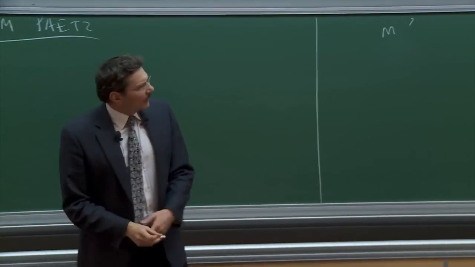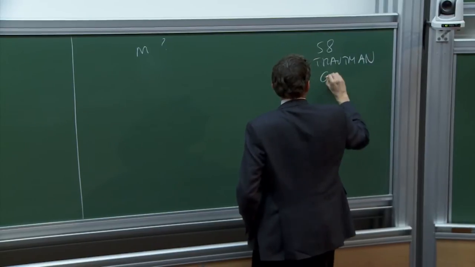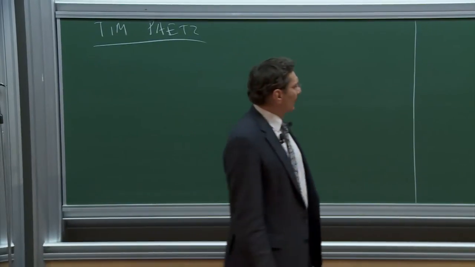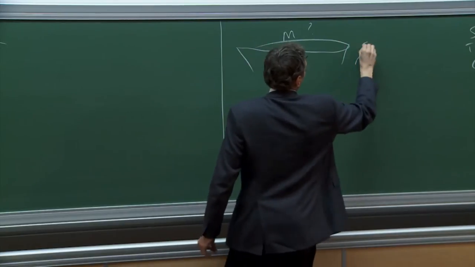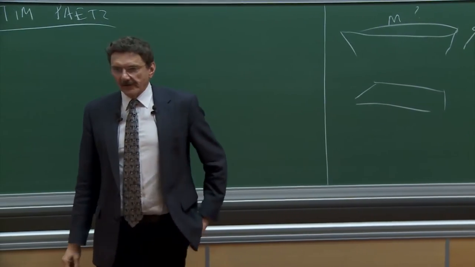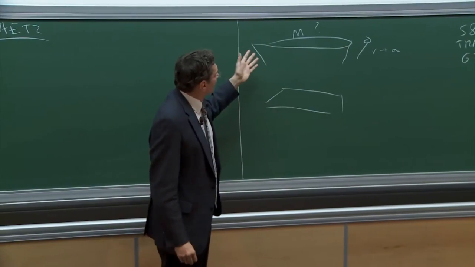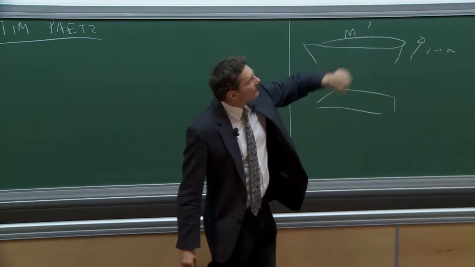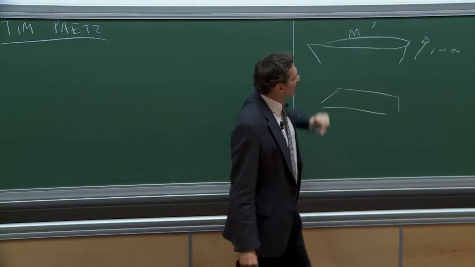Now, in 58, Trautman, and in 62, Bondi, published papers where they tell you how to calculate the mass of a null hypersurface. Suppose you have some space-time, and in this space-time you have a surface which is null and goes all the way to infinity. Then they told you the right expression for calculating the mass of this object. I'm not going to explain how they invented that, or what this mass is in their setting. I'm going to tell you how it works in the setting of light cones, and that will also explain these symbols. In any case, there is this notion of mass defined by Trautman and Bondi.